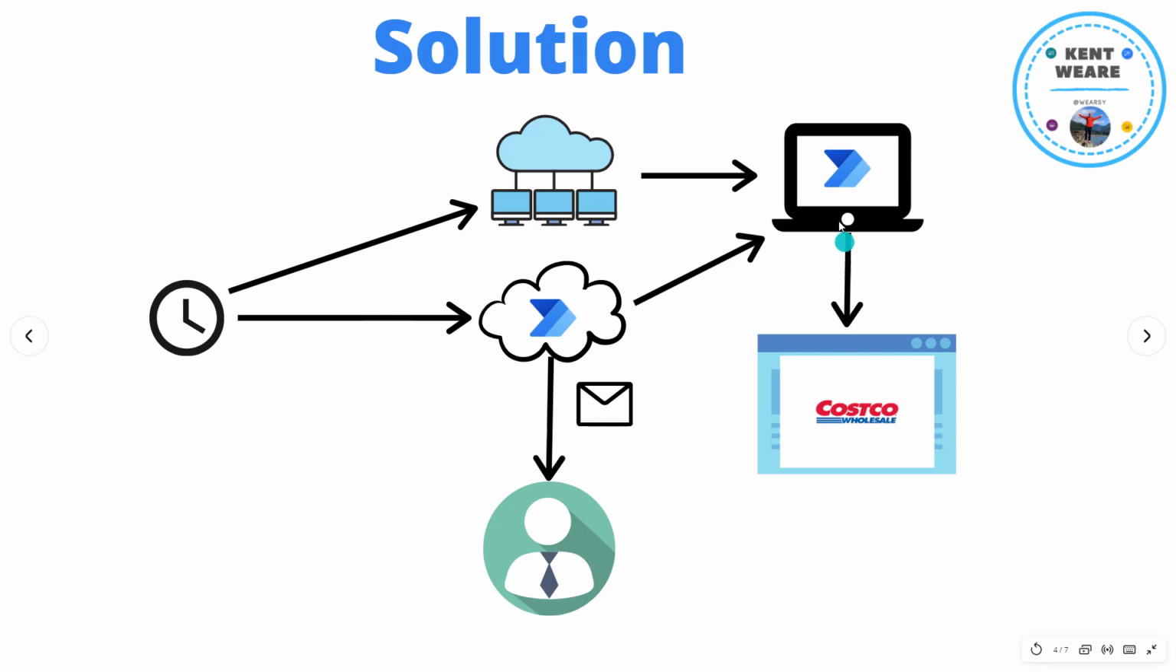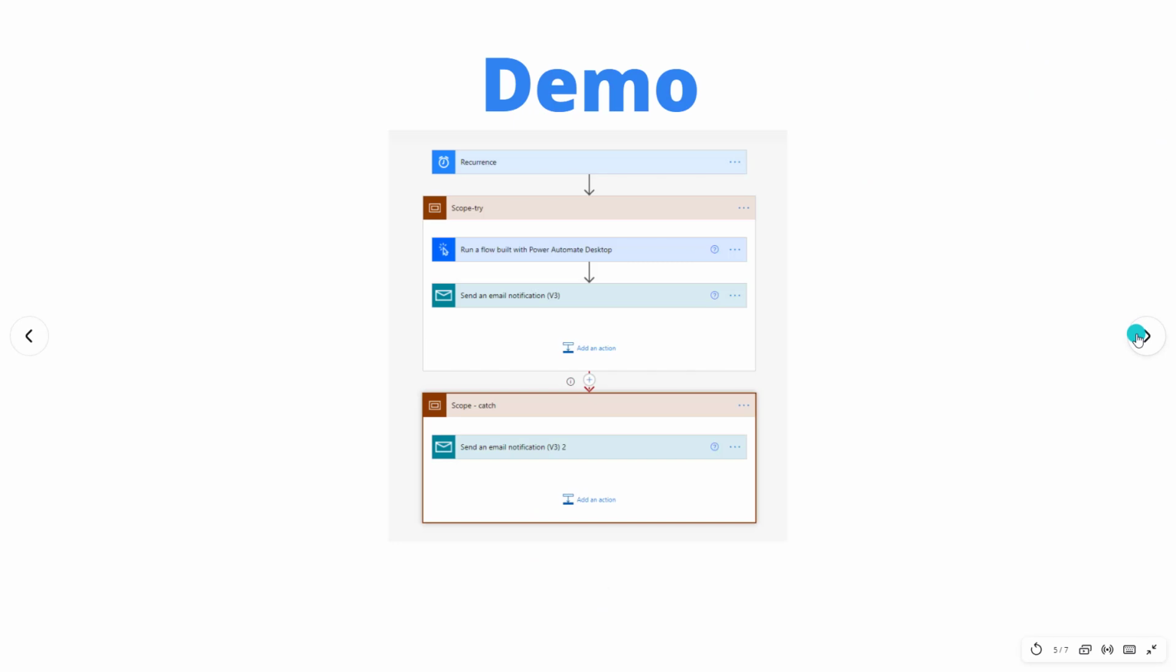And then what's going to happen is we'll return that context back to the Cloud flow, and the Cloud flow will go ahead and send me an email indicating whether or not this particular item is in stock or not. So let's go ahead and get into a demo.